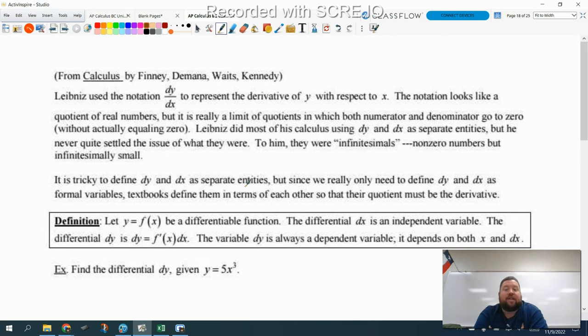All right, so it's tricky to define these two things as separate entities, but we really only need to define dy and dx as formal variables. Textbooks usually just define them in terms of each other, so that their quotient must be the derivative. All right, so here's a definition that we're going to use. This comes from the Finney, Demana, Waits, and Kennedy calculus book.